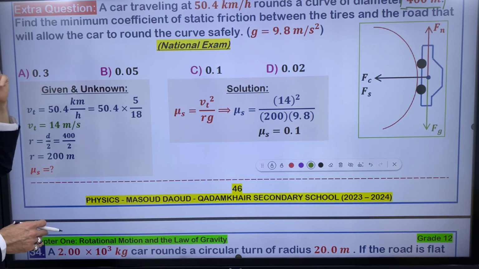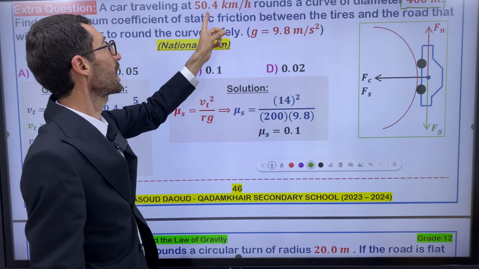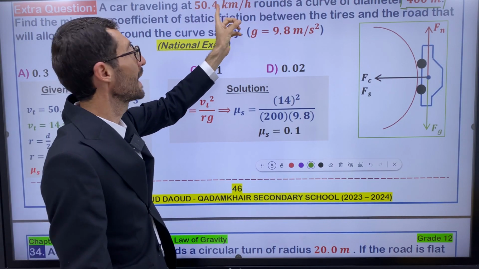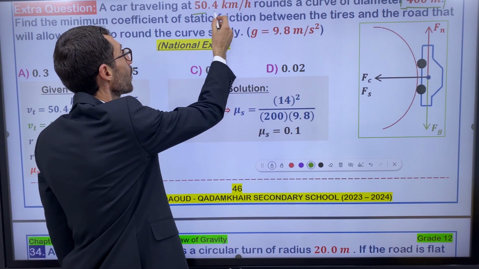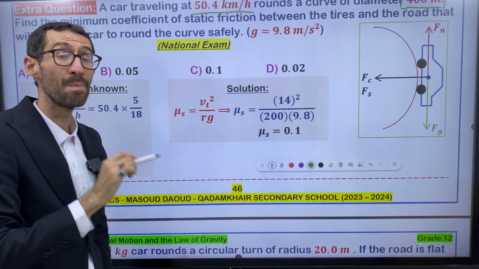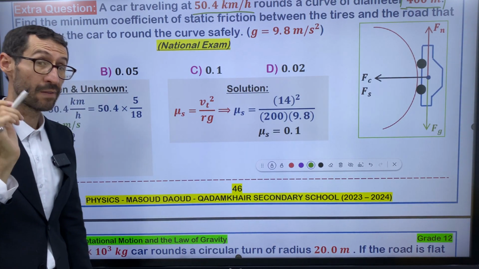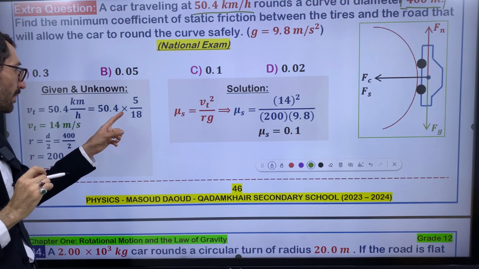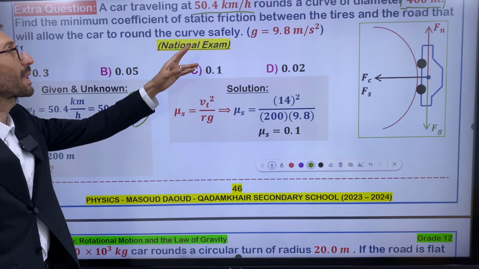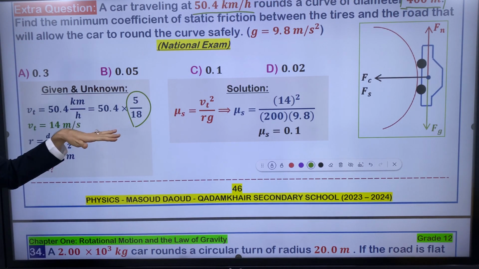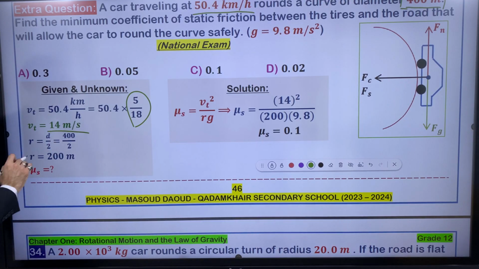Let me read the question for you. It says a car traveling at 50.4 kilometers per hour. So kilometer per hour, you have to convert it to meter per second by means of a conversion ratio. I told you last lesson. This is the conversion ratio. Just multiply this number by 5/18 to convert the number into meter per second, right?